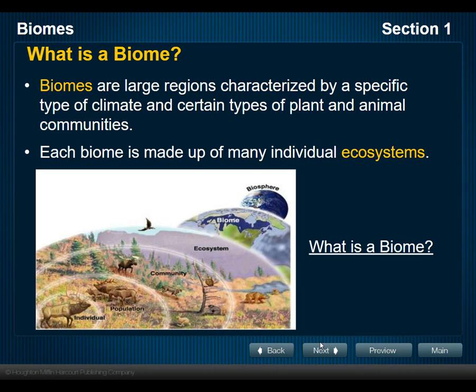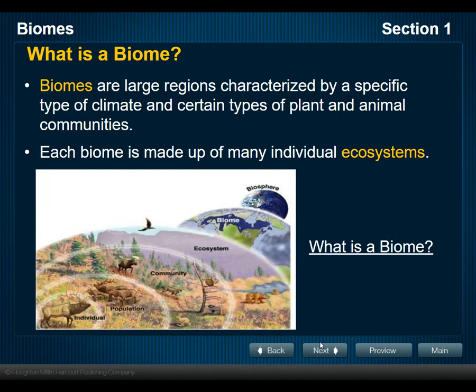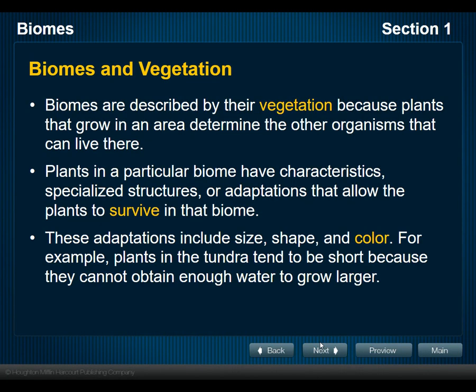And that's going to be important as we progress through this book, that you see that while we may contribute a little bit, we've only been in the picture for about 40,000 years, and we've only been able to do diddly squat over the past 300. Okay? So a biome is going to be large and an ecosystem is going to be small. Biomes are described by their vegetation because plants that grow in an area determine the other organisms that can live there. Plants for a particular biome have characteristics and specialized structures or adaptations that allow them to survive in that biome. So what is it about temperate deciduous trees that allow them to survive here in Tennessee?